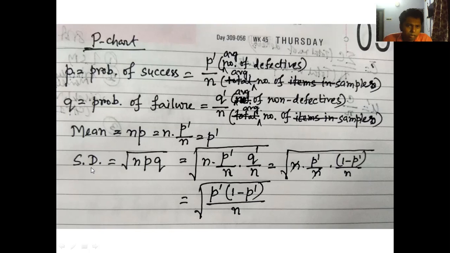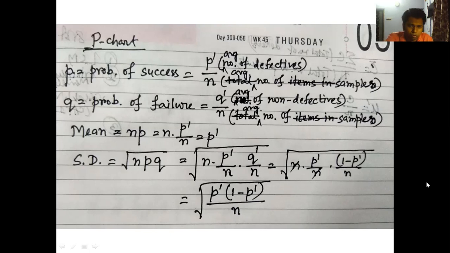And what will be your standard deviation formula? That is known as root under NPQ. So N into P dash by N, where P dash means average number of defectives divided by average number of samples, into Q dash by N. Q dash is equal to average number of non-defectives by N. So N is cancelling out, and we know Q dash is equal to 1 minus P dash. So the formula will become root under P dash into 1 minus P dash divided by N.